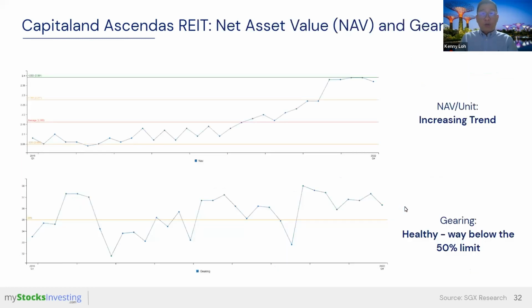And in terms of valuation, NAV stands for net asset value. Basically, the formula is your total assets minus total liabilities, right? Then you can see that over the long term, the net asset value of Ascendas REIT is on an increasing trend. And in terms of gearing, it is pretty healthy in the Singapore REIT sector. The gearing limit is 50%. Basically, they are running at around 30-something percent, right, way below the 50% limit.